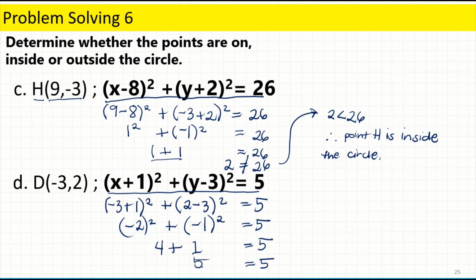So then, we have the same value. We have the same 5 on both sides of the equation. Therefore, point D (−3, 2) is on the circle of this equation.